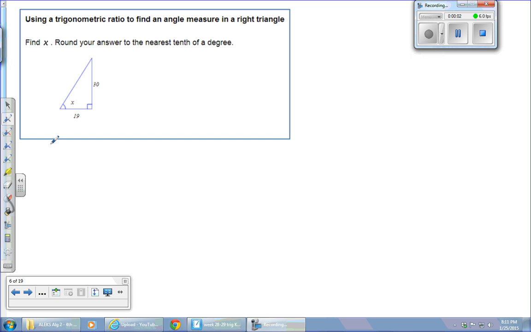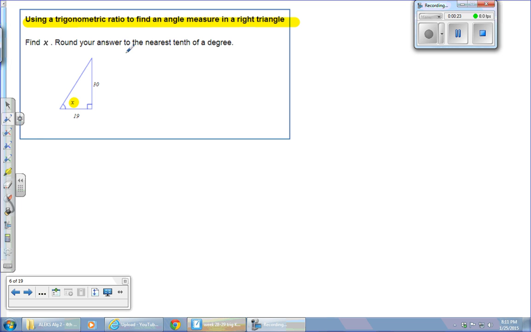Okay, so the next topic we're going to work on here is using trigonometric ratios to find angle measurements in a right triangle. It's the opposite of what you were doing when you're trying to find the side length. You're actually going to try to find the angle. In this case, we're going to try to find x. Again, you're going to have to figure out what you're working with.